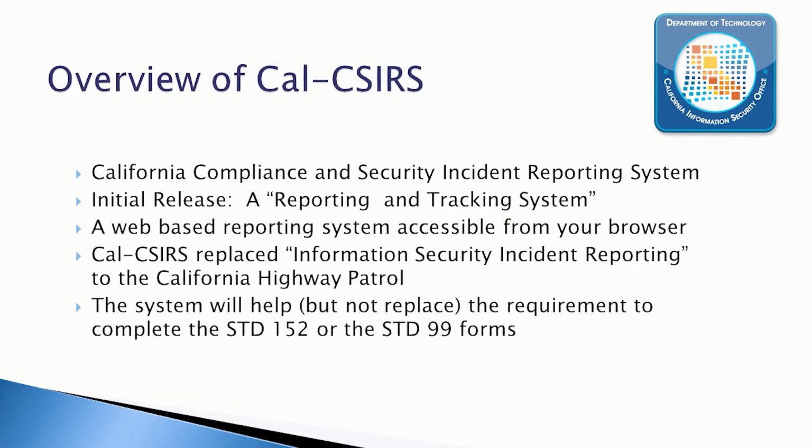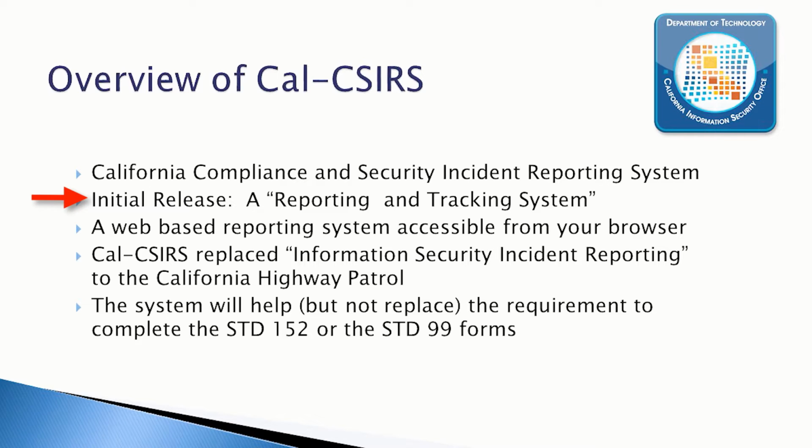Not every step is relevant depending on the type of incident you have. Pretty much it's covered in there that those are the cycle of steps that you would run through for an incident. Cal-CSIRS is the California Compliance and Security Incident Reporting System. It is the reporting system for your IT incidents for the state of California. If you're a California State Department, you report all your IT incidents through Cal-CSIRS.